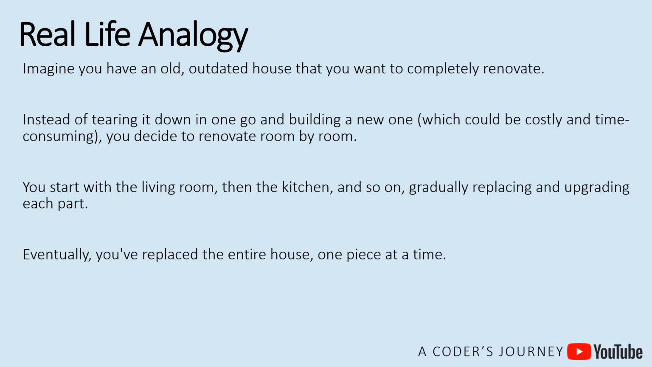You are going to start with the living room. You will renovate the living room, then we will move on to the kitchen, and so on. So you are gradually replacing and upgrading each part. So this makes more sense. Now, eventually, you've replaced the entire house, one piece at a time, and then what has happened is that you have renovated the house completely, but piece by piece. Now let's talk about the Strangler pattern a little bit.